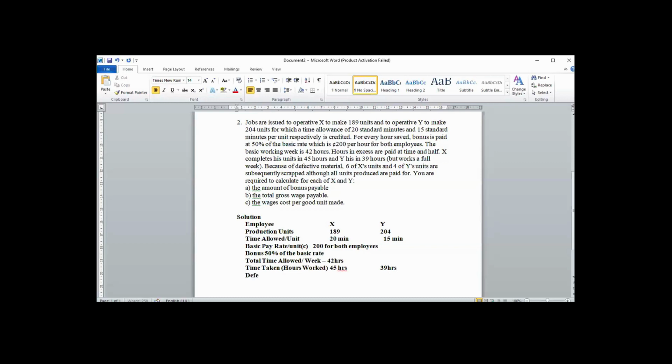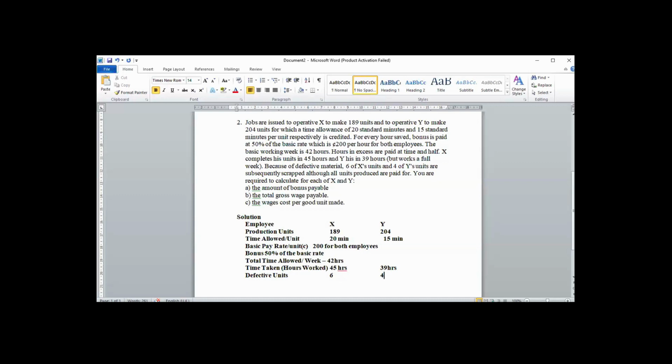Defective units: 6 for X and 4 for Y. With this one, this should be your guide. Yes, sir. Very good. This is all you have there; you have summarized it.